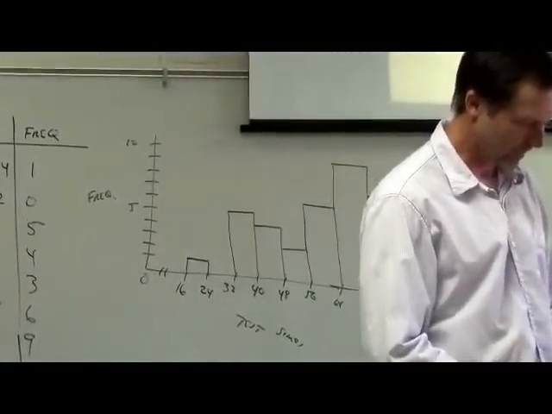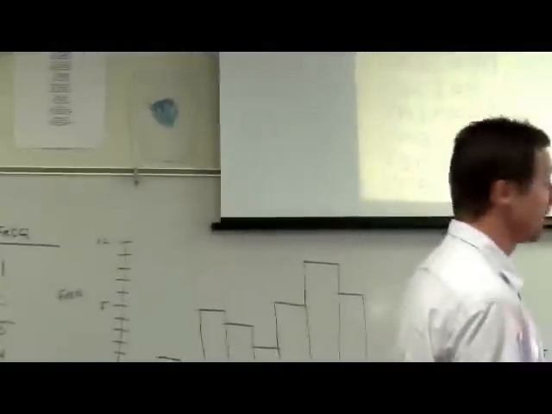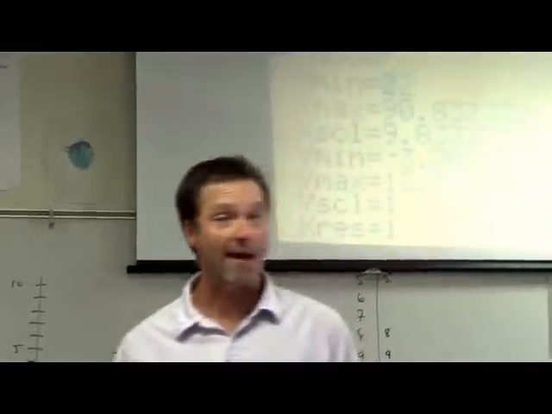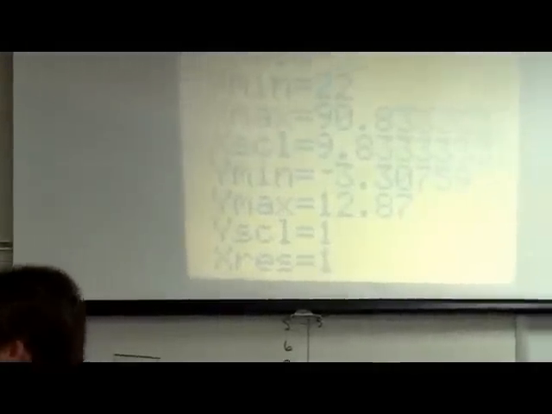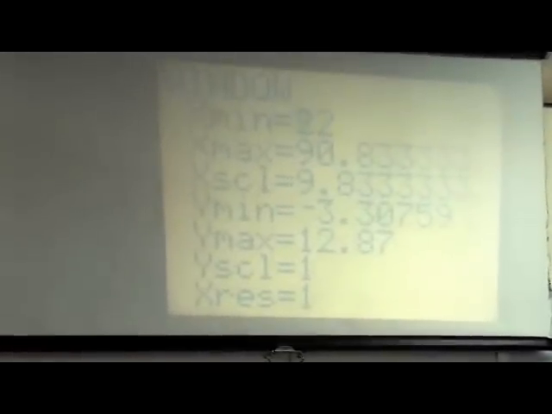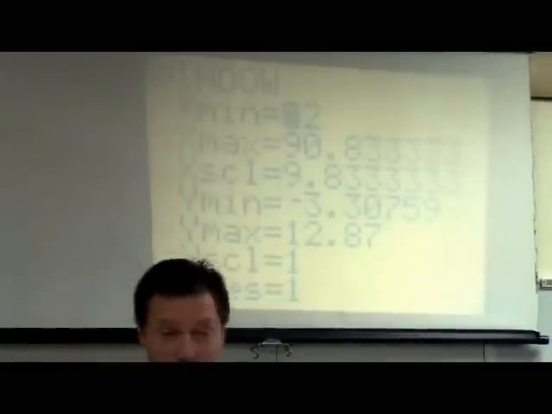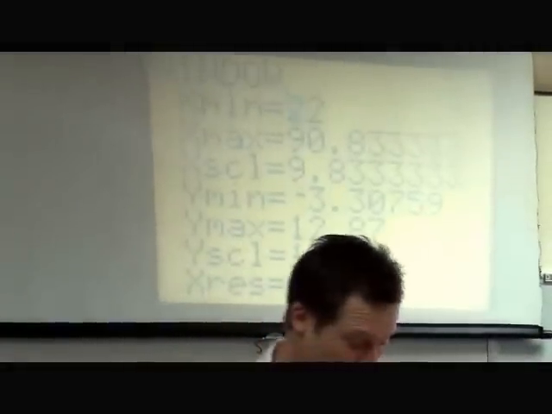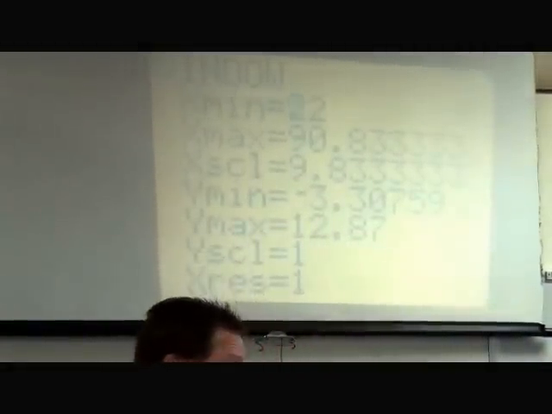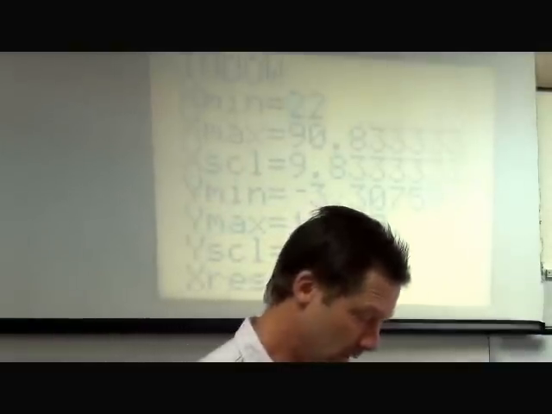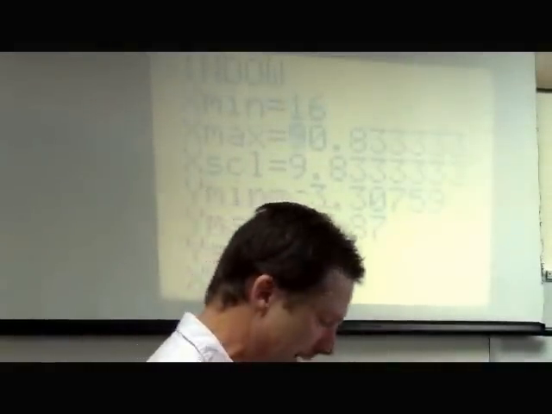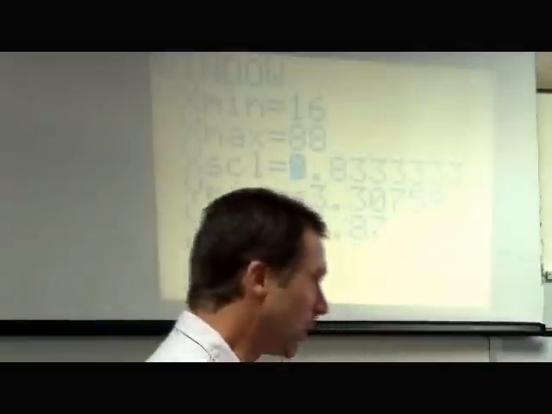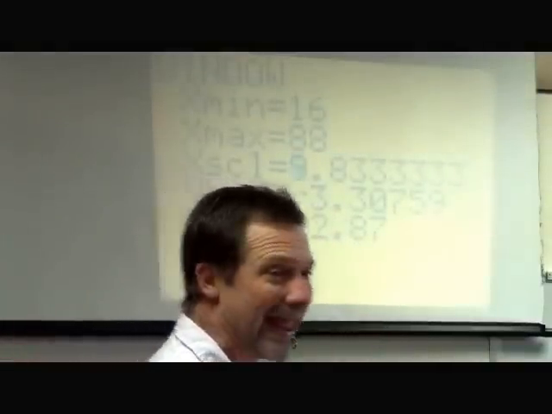It says Window. Now you might have some crazy stuff in here if you did some graph before like I have. We need to change this to look like the classes that we set up. So Window is setting this up. So where did we start? What's the x minimum, right? This is the x-axis, so what's the x minimum? So put in 16. Where are we going to stop? 88. What are we going by? Well, we went by 8s.